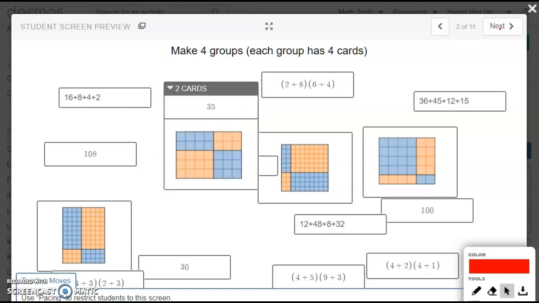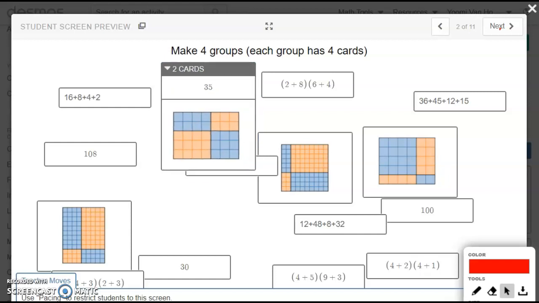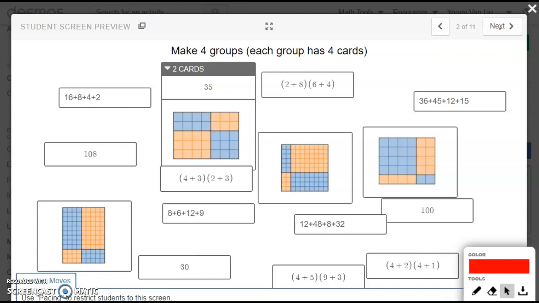So now they're matched up. Let me bring this down so that it's not hiding. Then I can also say that this is 4 plus 3. So I'm looking for 4 plus 3 multiplied by 2 plus 3. Here we go. So I can bring that over and connect it to this. Then I just keep doing it like this. So I have 4 plus 2 and 4 plus 1. 4 plus 2 and 4 plus 1 is right here.